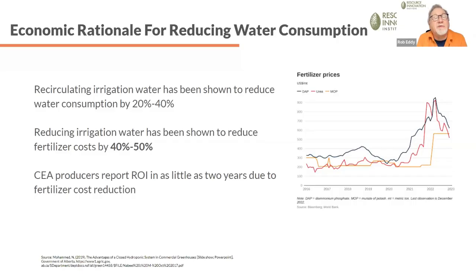But because CEA facilities fertilize plants by putting fertilizer in the irrigation water, that's where serious savings can come about. You can reduce your fertilizer costs by 40 to 50%. The fertilizer tends to cost a lot more than water, 3 to 4 times as much by the time it's dissolved in the solution that's applied to plants. And fertilizer prices have been really spiking recently. So this is where the opportunity is for money savings. CEA producers report a return on investment in as little as 2 years due to these fertilizer savings. Next slide, please.